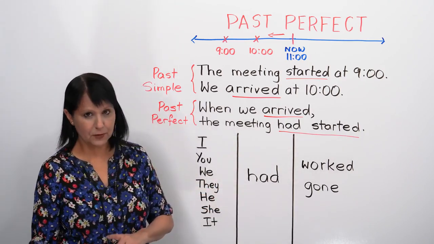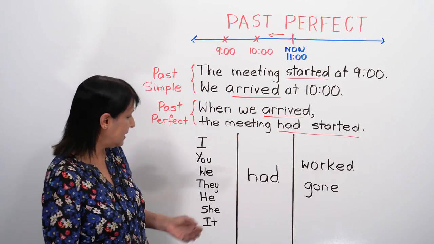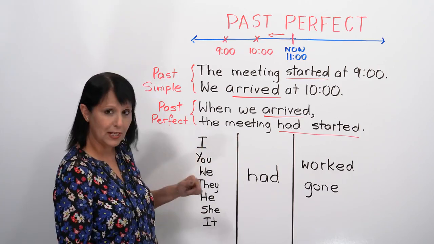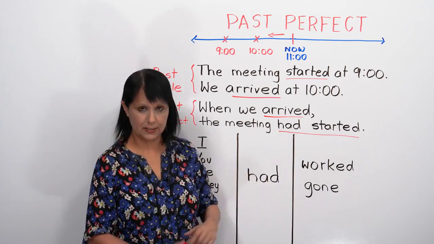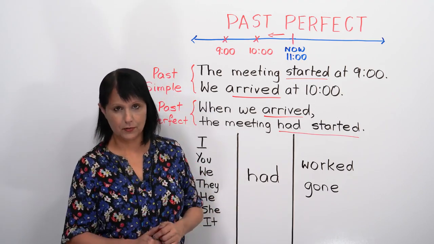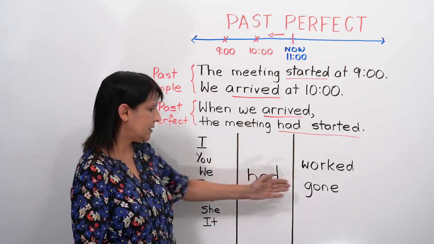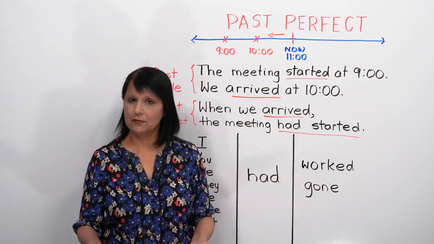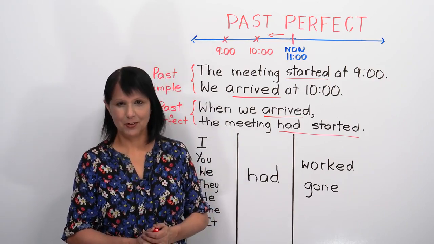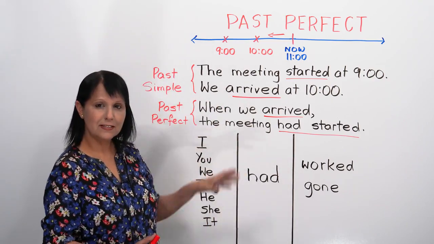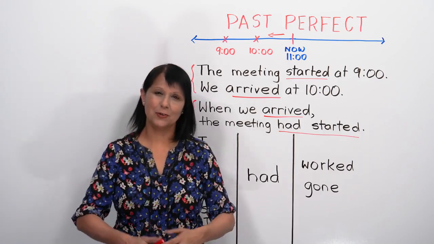But I've just written a few examples so you can see it. So it would sound like this and look like this. I had worked. That's if it's a regular verb. Or I had gone. That's an example of an irregular verb. Okay? So these are the basics, and now we'll understand more as we go along.